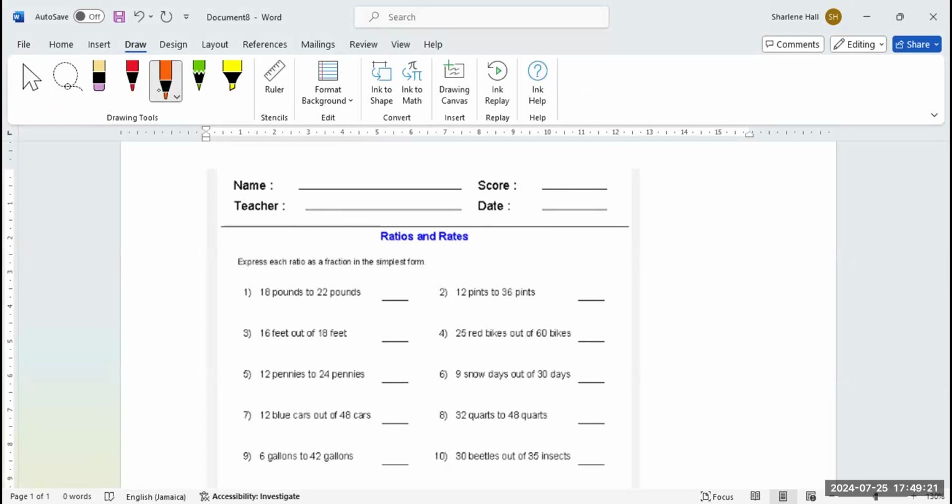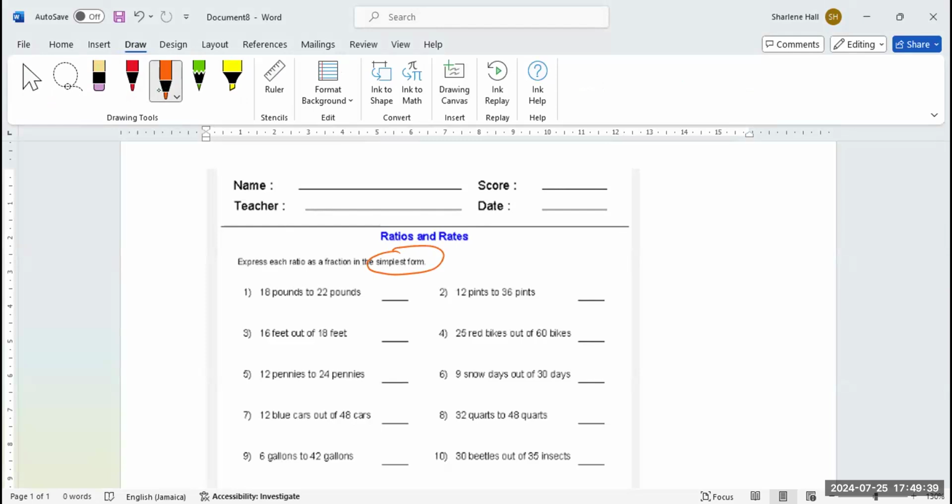Okay, let us close for one. I hope the others will follow suit. Number one, 18 pounds to 22 pounds. How do we do that resolution? And it says in the simplest form. So remember, it says simplest form. What would you do right there?